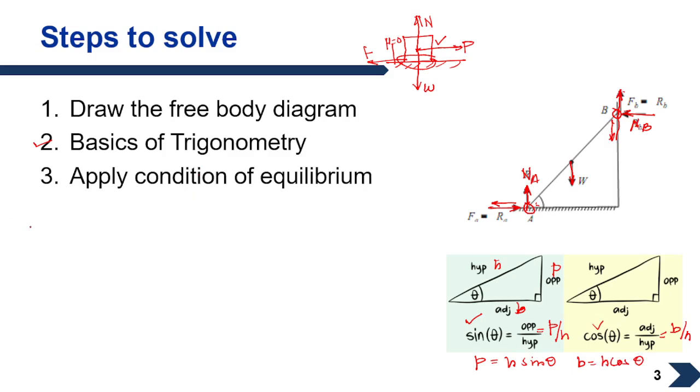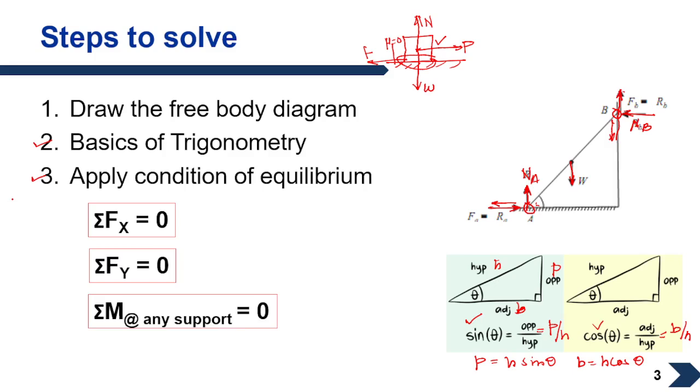The third thing is you need to know the conditions of equilibrium for the ladder sum, or for 2D problems. First is sigma Fx equals 0, which means the summation of all the horizontal forces acting equals 0. Sigma Fy means the summation of all the vertical forces acting equals 0, and the summation of moment at any support equals 0.